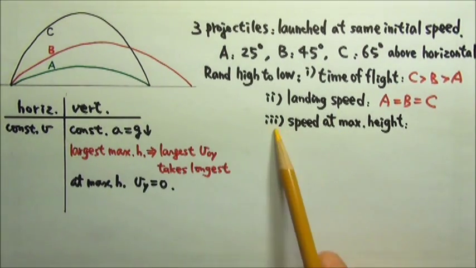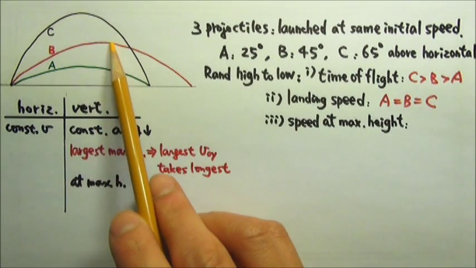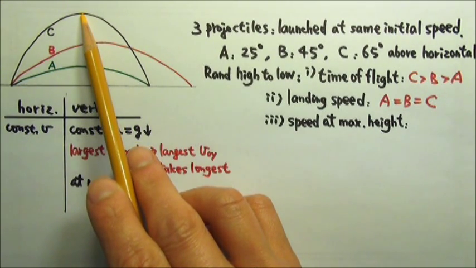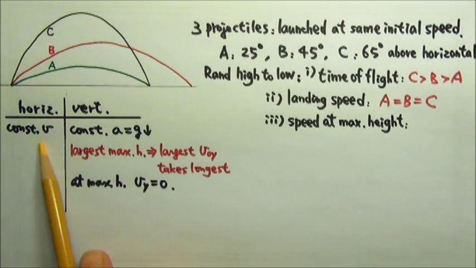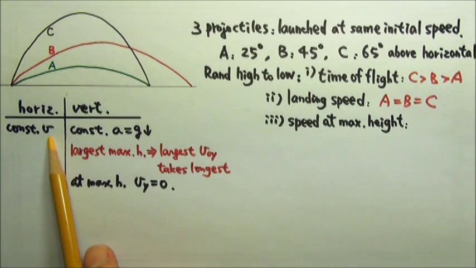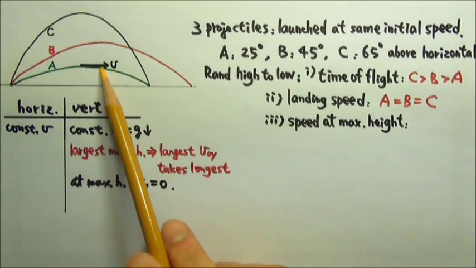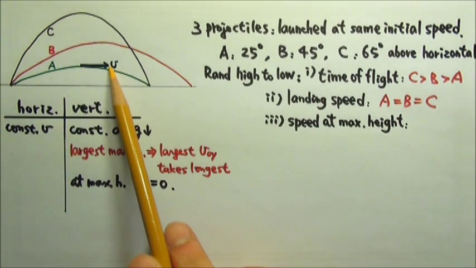3. Speed at maximum height. At the maximum height, the speed of the projectile is not 0. What is 0 is the vertical component of the velocity. The horizontal component of the velocity is still there. So the speed of a projectile at the maximum height is the magnitude of the horizontal velocity.